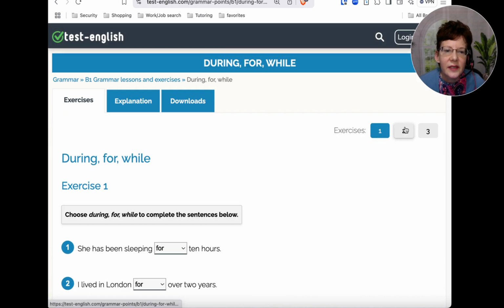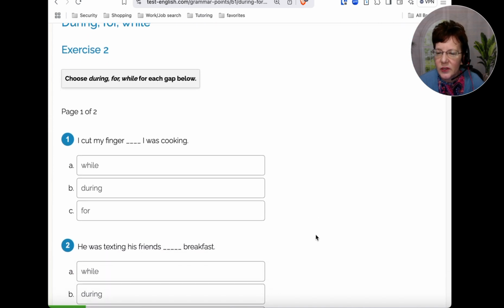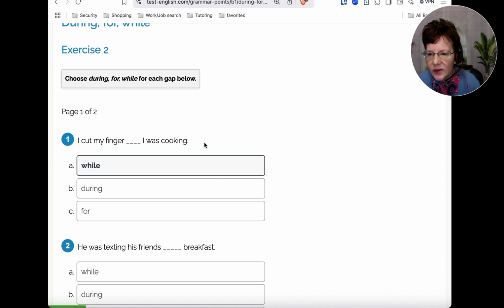Okay, exercise two. Let's see what we have here. So it's multiple choice. Okay, so first one, what goes in here? I cut my finger. I was cooking. So, all right, so two things happening, right? So if you chose option A, while, that would be the answer, while I was cooking.